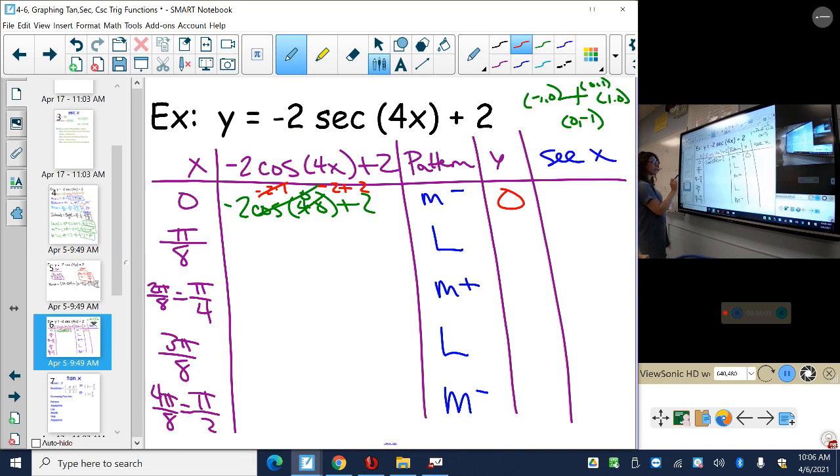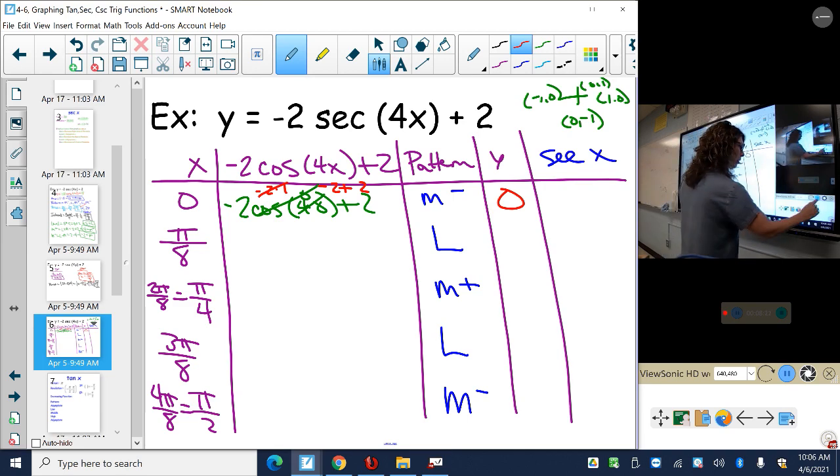Whoa. Time out. Let me back up here. The cosine at 0 is 1. 1 times negative 2 is negative 2. Plus 2 is going to give me a 0, which means, hold on 1 second.